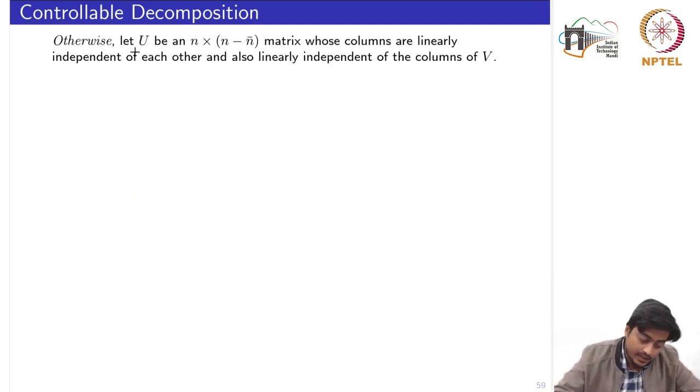then let's say we define a matrix U. If the system is not controllable, it means that the rank is not equal to n, but it is less than n. Okay, so we define another matrix U, which is an n times n minus n bar matrix, whose columns are linearly independent of each other and also linearly independent of the columns of V. So this U matrix has these two properties: all the columns are linearly independent of each other and also of the matrix V.